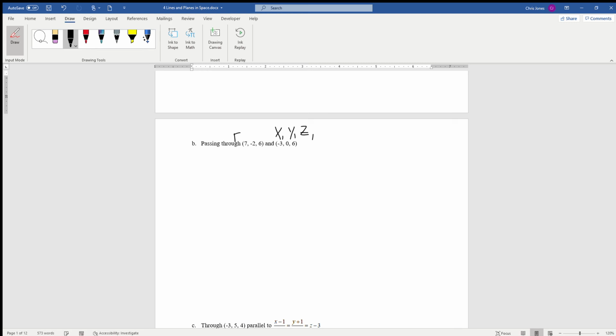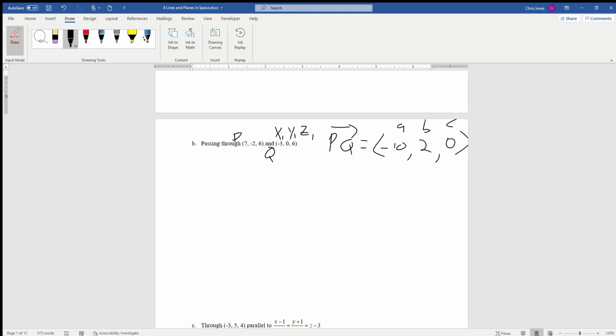So let's call the first point P, the second point Q, and let's find a vector PQ to represent our A, B, and C. So that's going to be negative 3 minus 7, which is negative 10, 0 minus negative 2, which is 2, 6 minus 6 is 0. And that's going to define our A, B, and C for this problem.